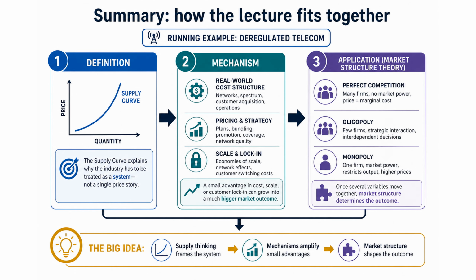Return to the deregulated telecom example. Proving the supply curve explains why the industry has to be treated as a system rather than a single price story. Real-world cost structure and pricing explains why a small advantage in cost, scale, or customer lock-in can grow into a much bigger market outcome. Theory, perfect competition, oligopoly, monopoly, adds the point that once several variables move together, the path of the industry becomes much harder to predict in a simple equilibrium model.